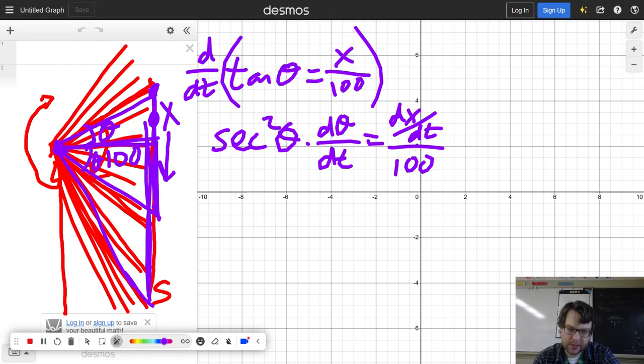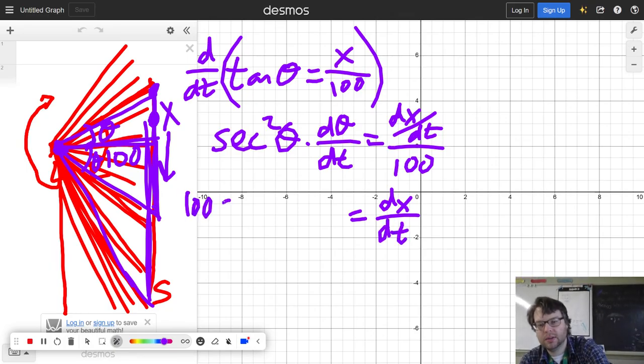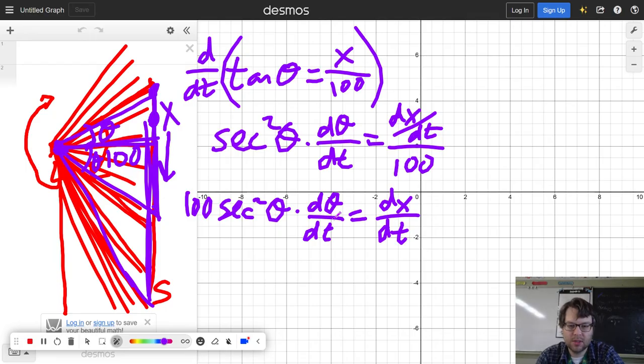Now the question tells us also how quickly the lighthouse is spinning, and it asks us to figure out how quickly the beam of light is moving. So we're asked to solve for dx dt in terms of the other pieces. So I'm going to go ahead and multiply by 100 to get dx dt by itself. So then we have 100 secant squared of theta d theta dt. So we need to know either theta or d theta dt to finish the problem here.